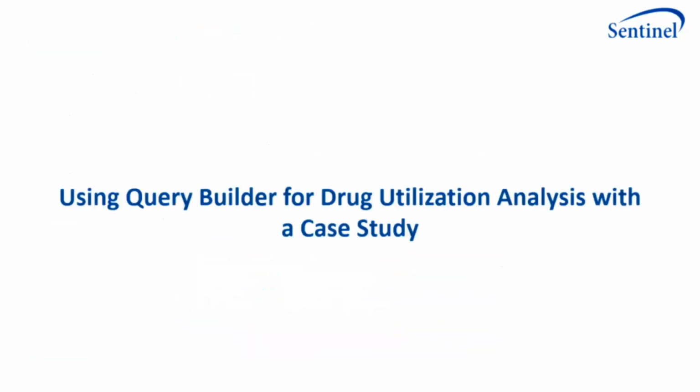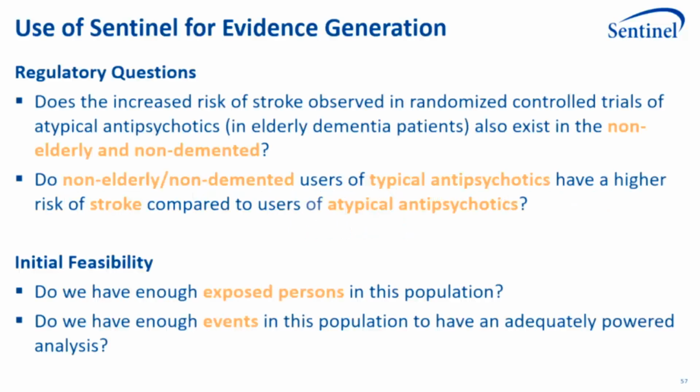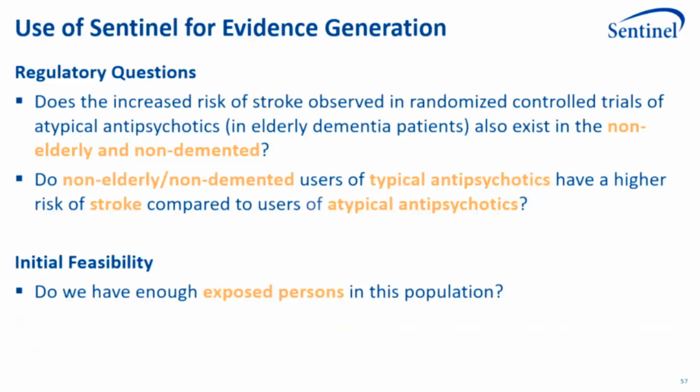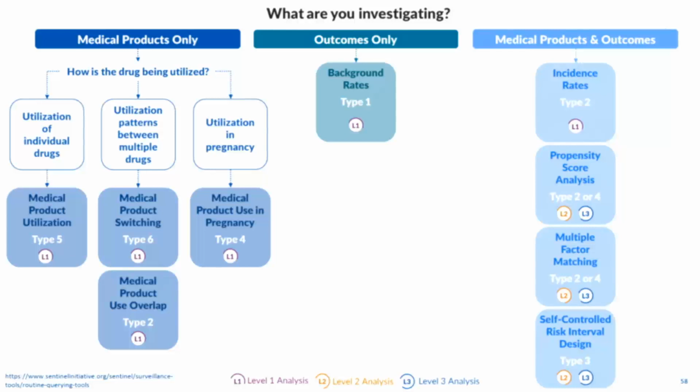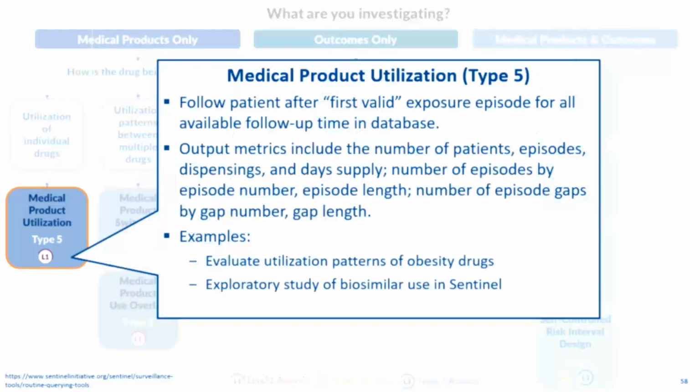So we're going to use a web-based interface to speed us along here as we ask our drug utilization analysis question with our particular case study. So these are our questions again. I'm just going to remind, we're going to start out with step 1, where we're going to be looking at the number of exposed persons in the population. And so what kind of question are we in? This is a question for the audience. Who can tell me? We're in a type 5, so here we are all the way on the left. So we're asking a medical product utilization question only. We're looking for medical product utilization in the absence of outcomes.